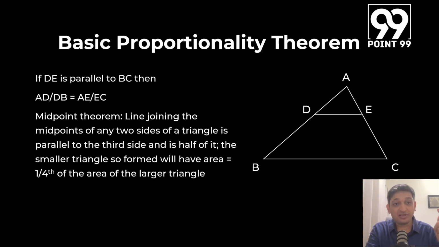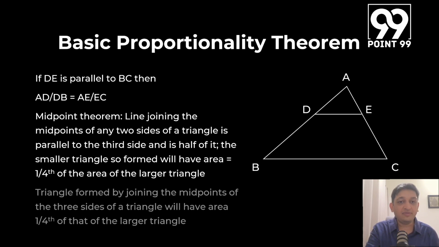The converse for these two things is also true, wherein I am saying that if in any triangle you have AD by DB equals AE by EC, then DE will automatically be parallel to BC. Similarly, in any triangle, if you have DE as half of BC and DE parallel to BC, then we can be rest assured that D and E are the midpoints of AB and AC. So these theorems will all be true.